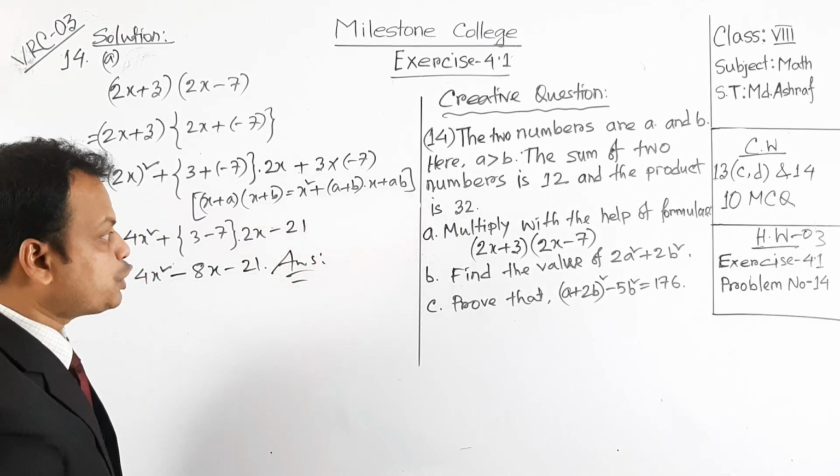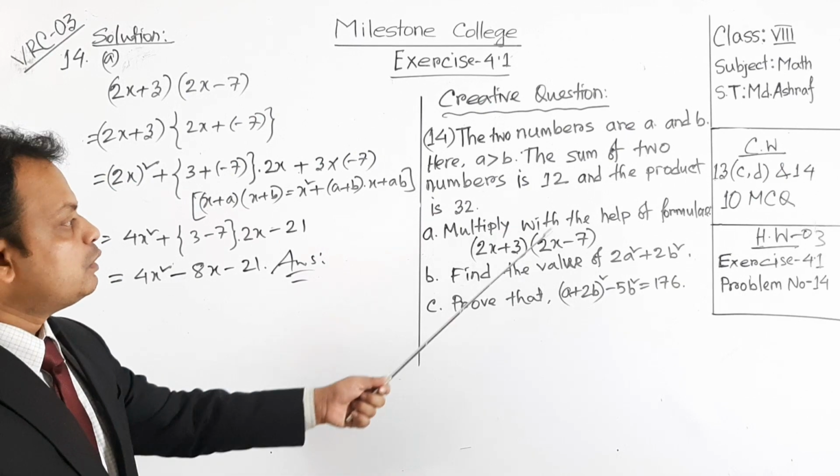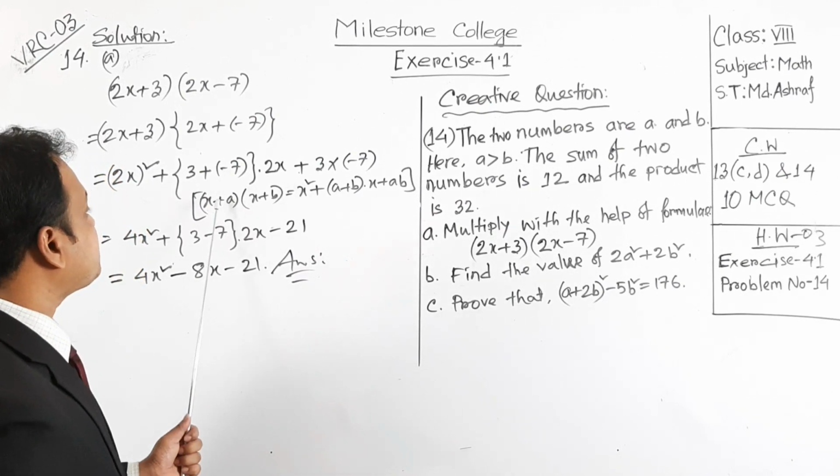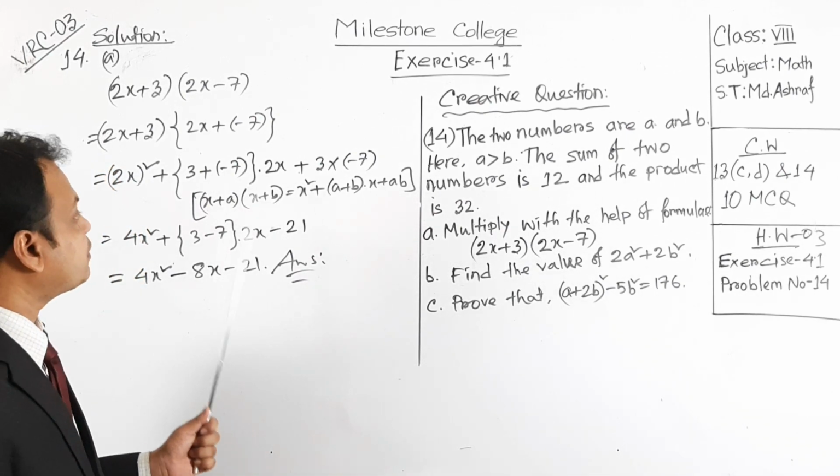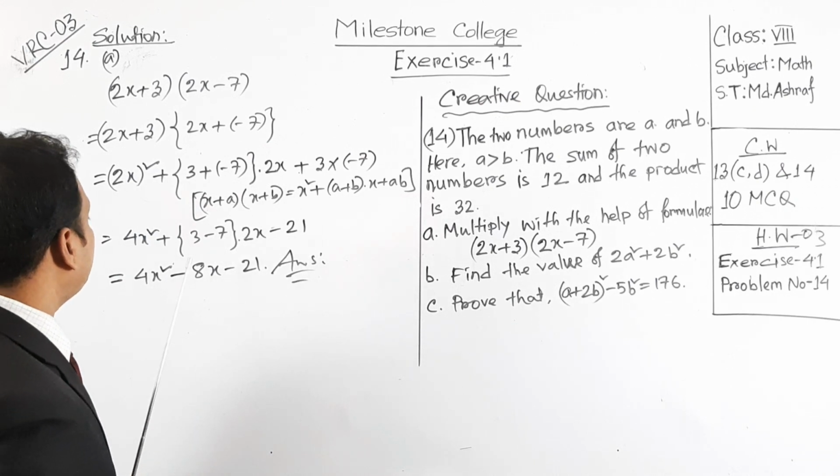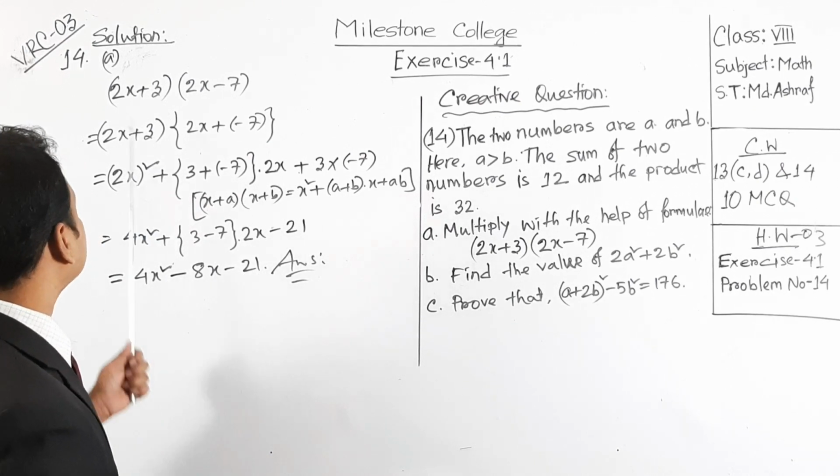So we need to multiply with the help of a formula. x plus a, x plus b is the formula. With the help of the formula we can multiply and we get the result. So what have you done?